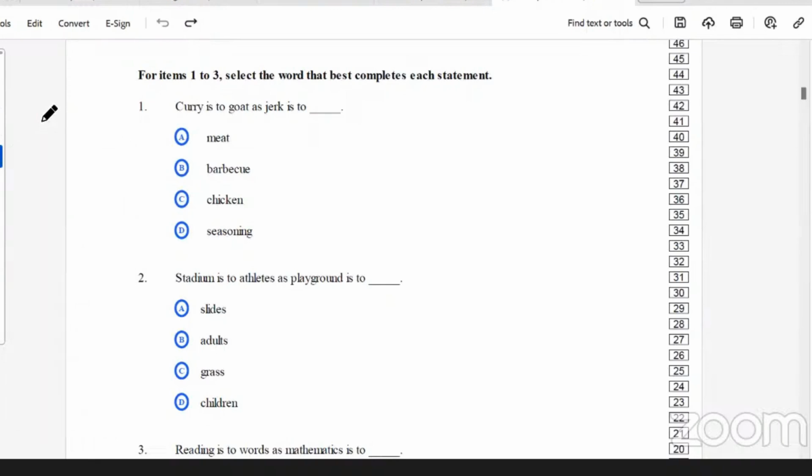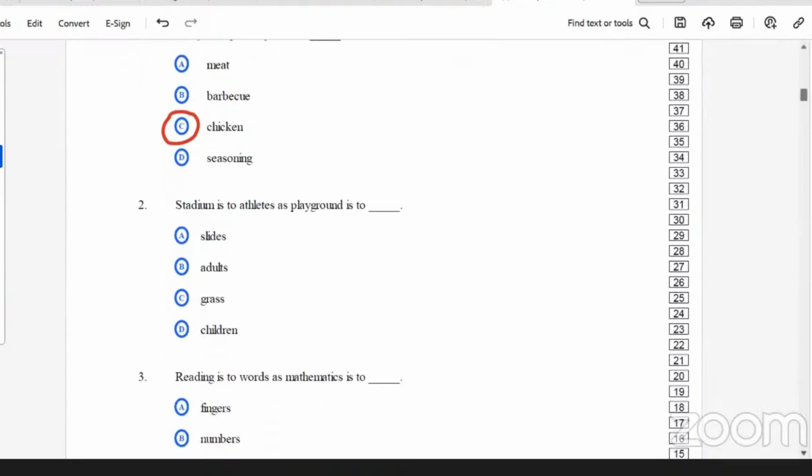Curry is to goat as jerk is to meat, barbecue, chicken, or seasoning. The correct answer is C, chicken. Since they were specific about the goat being curried, then it would be the chicken, a specific type of meat that you would jerk.